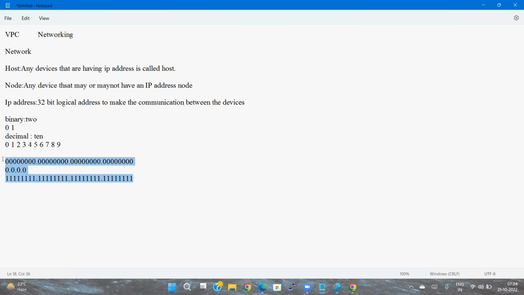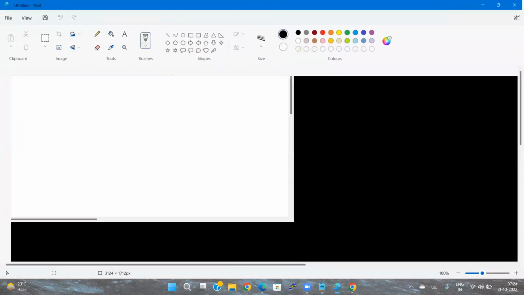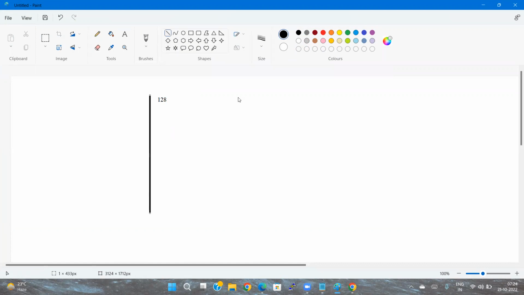Sir, what is this? Actually, let me do one thing. I am going to give you a number. This is a decimal number, 128, and I want to convert this decimal number into the binary number system. So how can I convert this decimal number into binary? The number that I have given is 128. Now I want you to convert this into the binary number system, and whoever is very intelligent, they will do that as fast as they can.